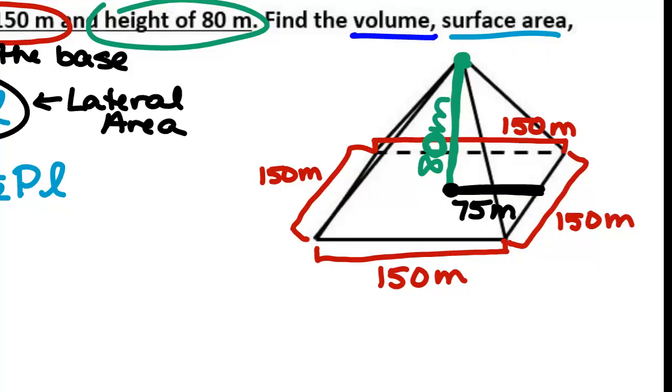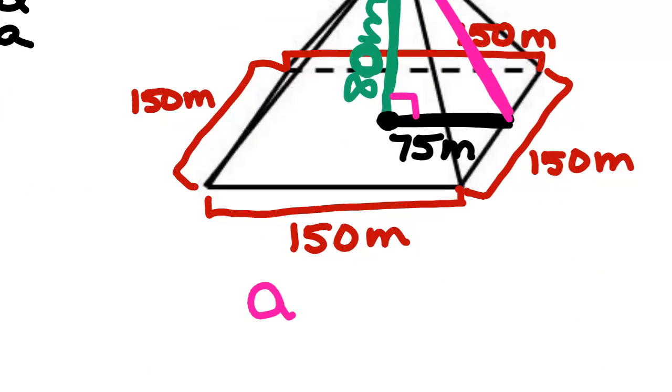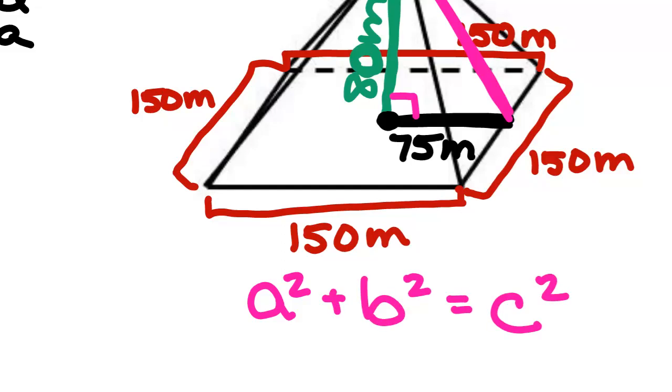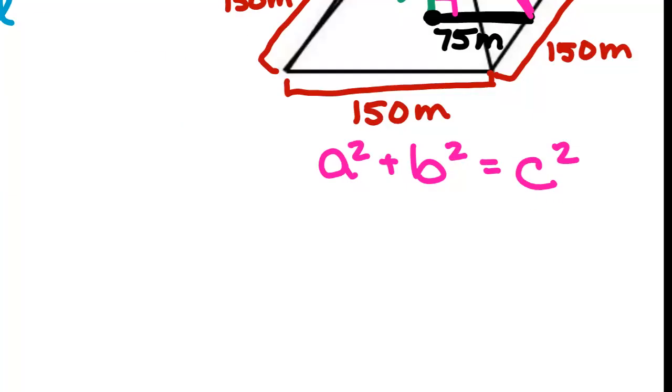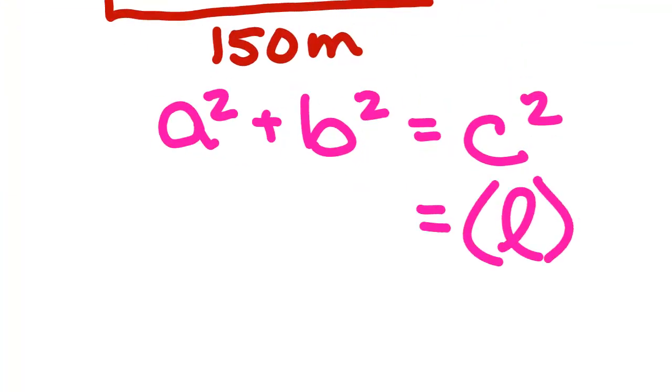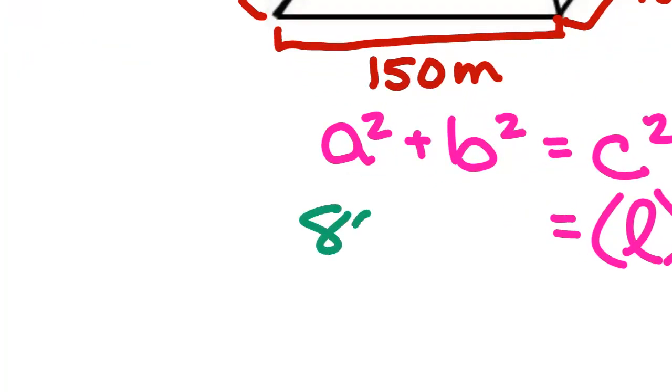The slant height comes down a lateral face to the center of that base edge. So this is a right triangle. We're going to use Pythagorean theorem. A squared plus b squared equals c squared. What has to go in for c? Slant height, which is my cursive L. What goes in for a and for b? 80 and 75. So I have 80 squared plus 75 squared.